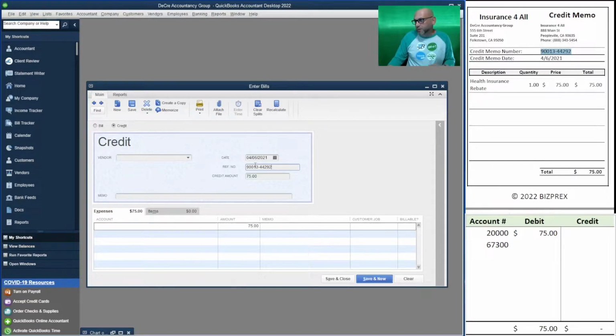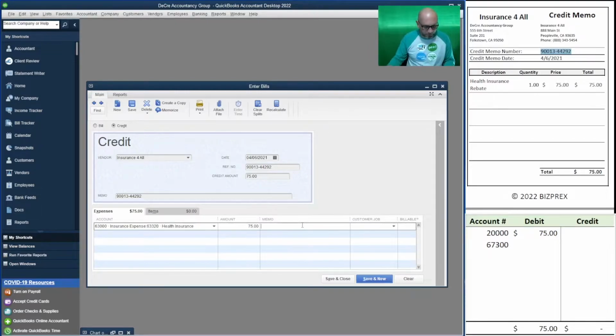Some of you have seen it with bank statements too. Sure, we'll talk about it. But anyway, you have to know your debits and credits. You have to. All right, so this one, health insurance expenses reduced by $75.